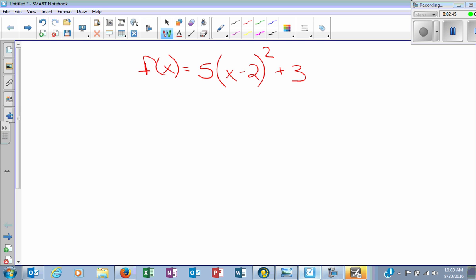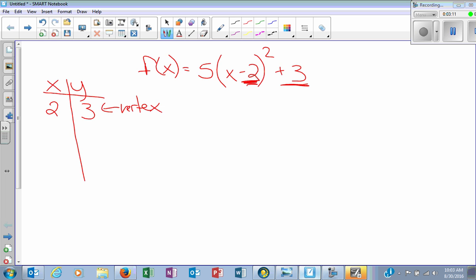What does this do to my vertex? And actually all the points. It goes to the right too. So if I was making an x and y chart, I know that it would be 2, comma what? 3. How do we know that? This is my H and this is my K. This is going to be my vertex. Is everybody okay with that?